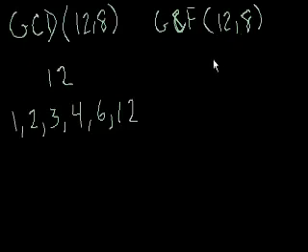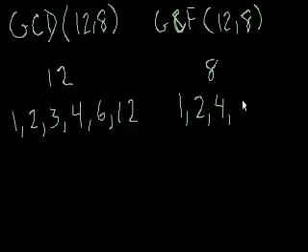Let's write the factors of 8. Well, 1 goes into 8, 2 goes into 8, 3 does not go into 8, 4 does go into 8, and then the last factor, pairing up with the 1, is 8. So now we've written all the factors of 12 and 8.